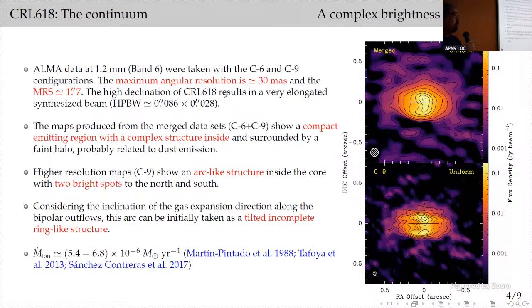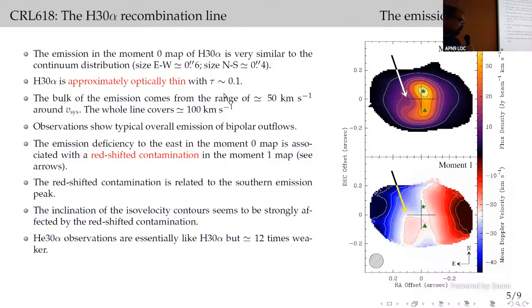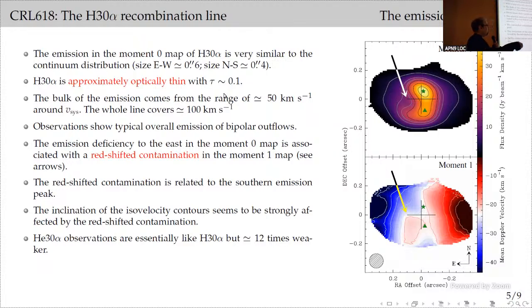Okay, I didn't say it, but the goal of this project was to observe the pre-grid continuum emission and the recombination lines. If we try to get some information from the recombination lines, the line that was observed was H30 alpha. We can see here the moment zero map, the integrated map over the frequency, that is extremely similar to the continuum emission, as expected.